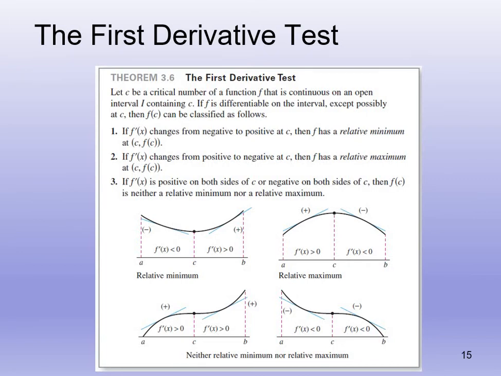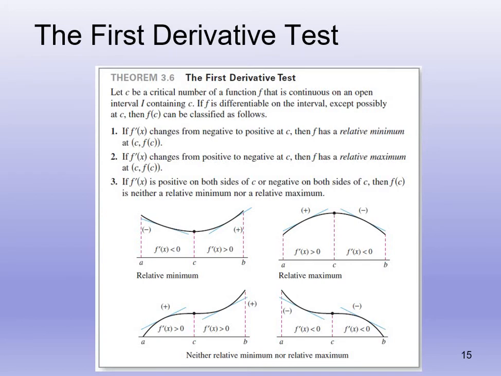Point 2. If the derivative changes from positive to negative, which means we're going from increasing to decreasing, we get a relative maximum at that critical value. Then the third point: if the derivative is positive on both sides of the critical value, or if the derivative is negative on both sides of the critical value, there is neither a minimum nor a maximum at that point. If the sign doesn't change on the derivative, we will have no maximum or minimum there.